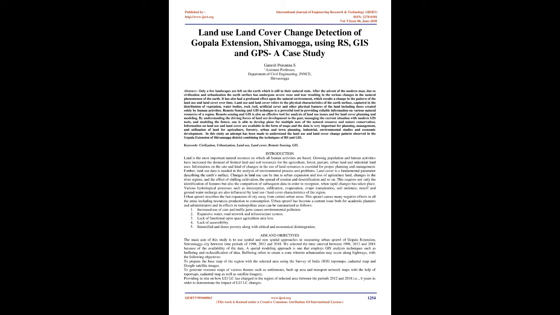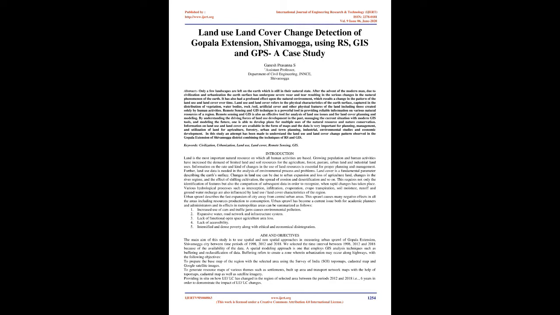Land use and land cover refers to the physical characteristics of the earth's surface, captured in the distribution of vegetation, water bodies, rock/soil, artificial cover, and other physical features of the land, including those created solely by human activities. Remote sensing and GIS technique is a powerful tool in providing reliable information on various natural resources of a region.